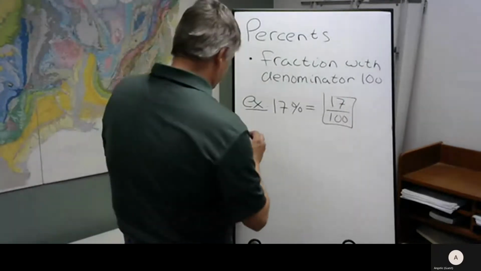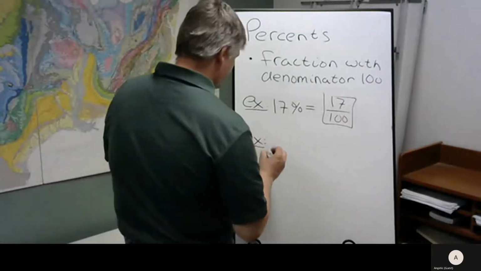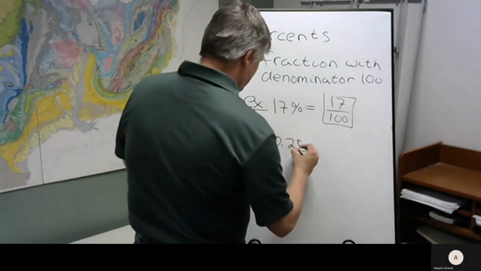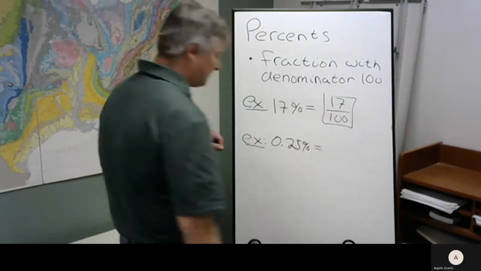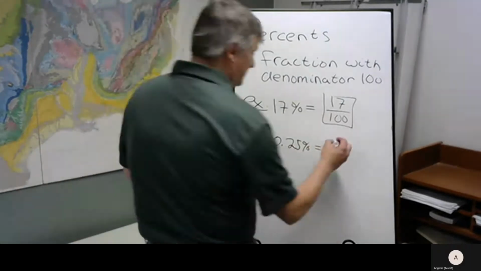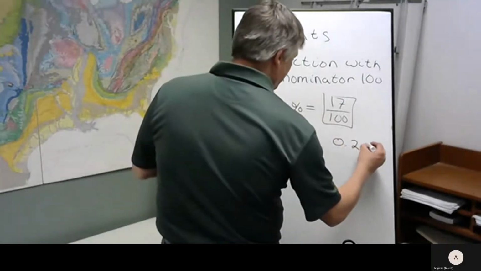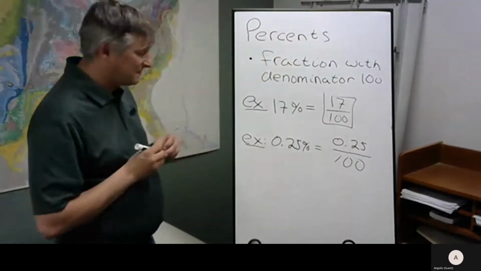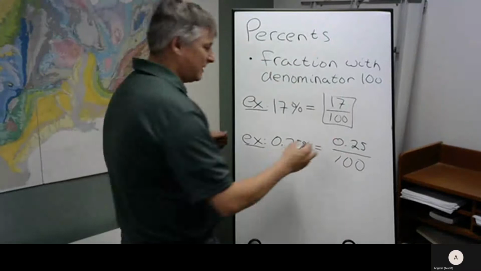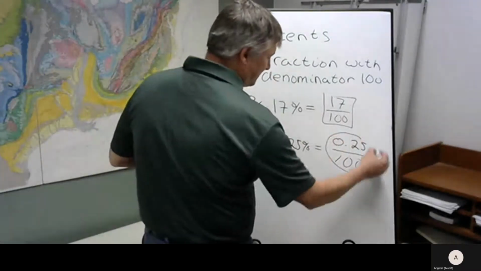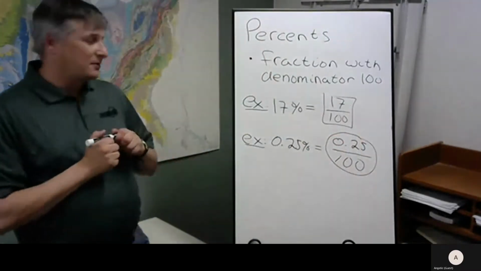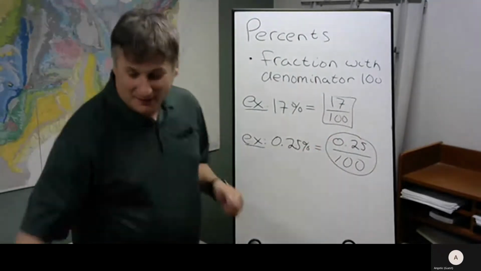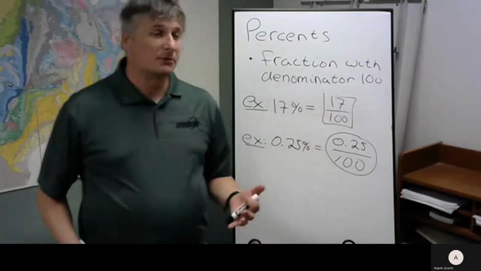For example, if you have 0.25%, well, then this would just be 0.25 over 100. And we'll have to deal with this special case later. I'm just going to circle it for now. What we ultimately want to do is not have a decimal in the numerator. So we'll talk about that. Now, first off, we're going to do conversions with percents.